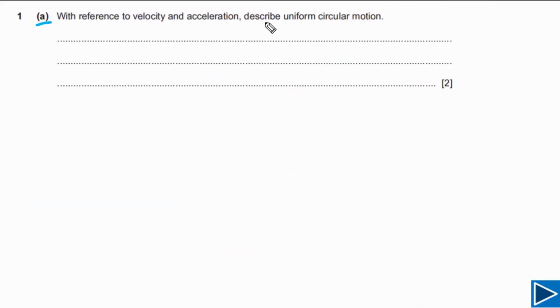For part A, the question is asking us to describe uniform circular motion with reference to velocity and acceleration. It simply means that we need to describe uniform circular motion using the concepts of velocity and acceleration. First of all, let's understand in a very simple way what uniform circular motion, or UCM, is. Uniform circular motion simply means that the speed of the object is constant. When the body is doing circular motion, its speed does not change. This is the main concept we have.